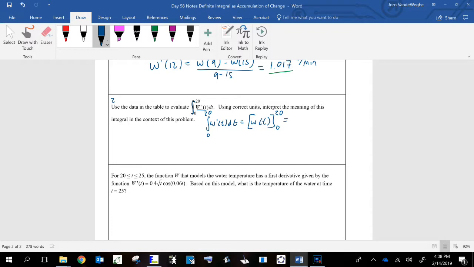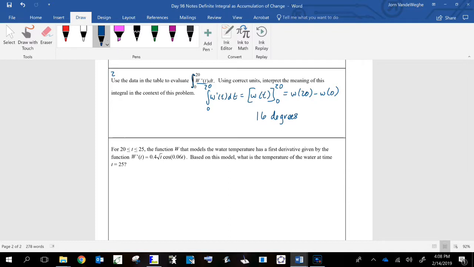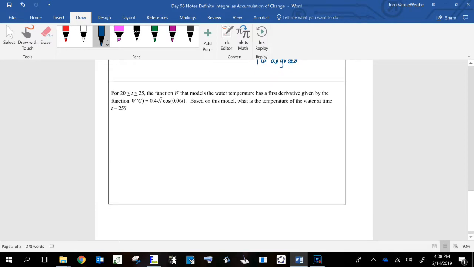What does that mean? That means I'm going to take w of 20 and subtract w of 0. How do I do that? I use the table. What number do I get? 16. What are my units? The amount of change, degrees. What's my explanation? The water temperature has changed by 16 degrees Fahrenheit over a span of how many minutes? 20. Okay.